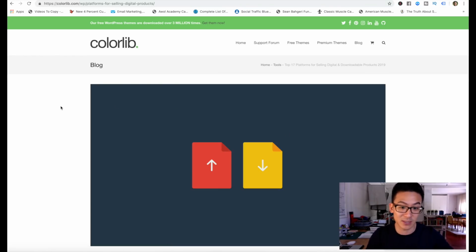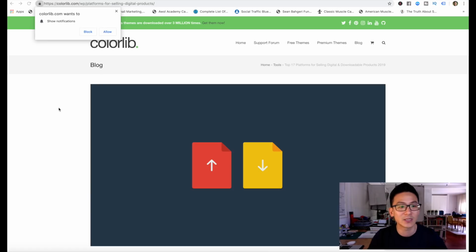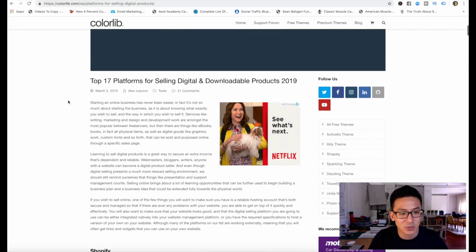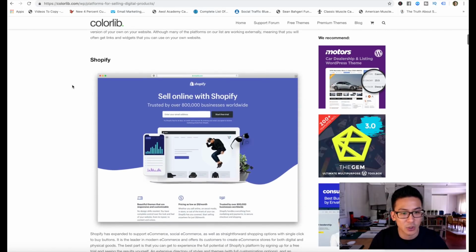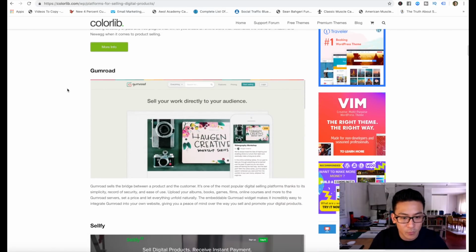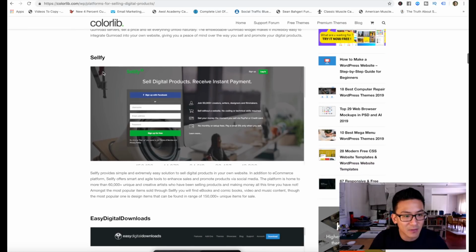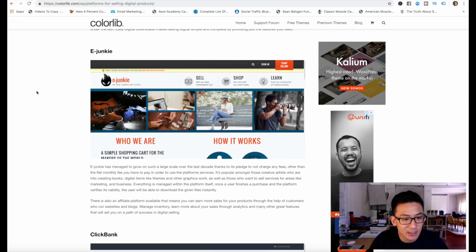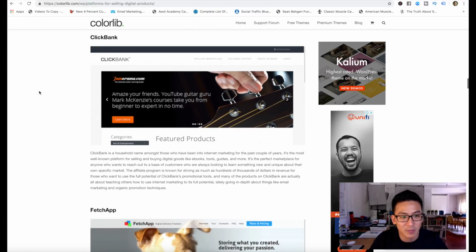I didn't create this content. Somebody else put this information together. So guys, again, Google is a very, very powerful place. I'm just going to scroll down here. And look, there's a few. There's Shopify. There's Gumroad. There's Sellfy. There's Easy Digital Downloads. There's eJunkie. There's so many. ClickBank. ClickBank is a big one.